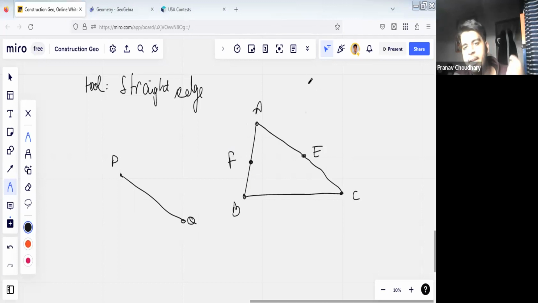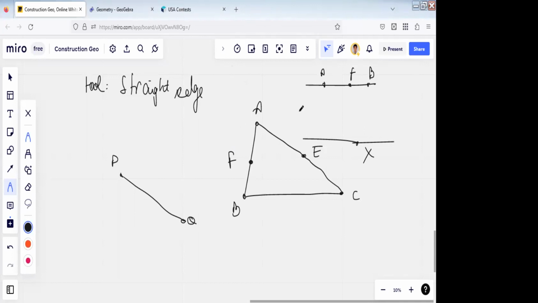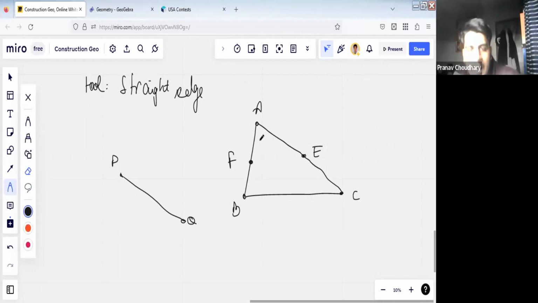Yes. So if you have a line and a bisected segment on it, let's say you have AB and its midpoint F, and I give you any other point X, you can draw a line parallel to AB through X, right? Does everyone remember this? We just did it in the beginning of the class. Yes. Nice. So we can construct lines parallel to AB and AC.